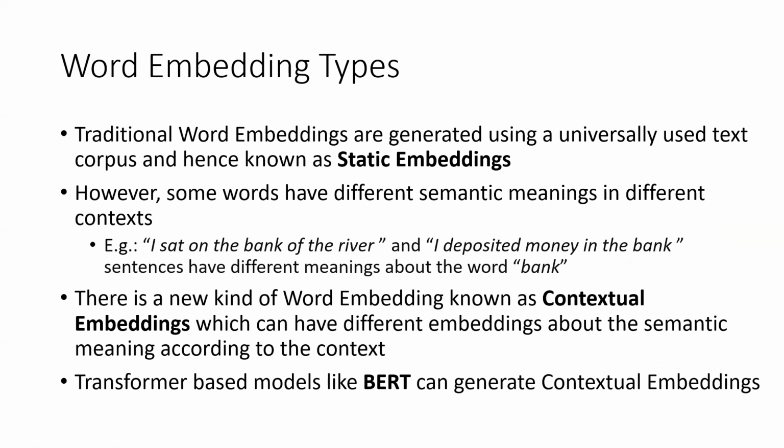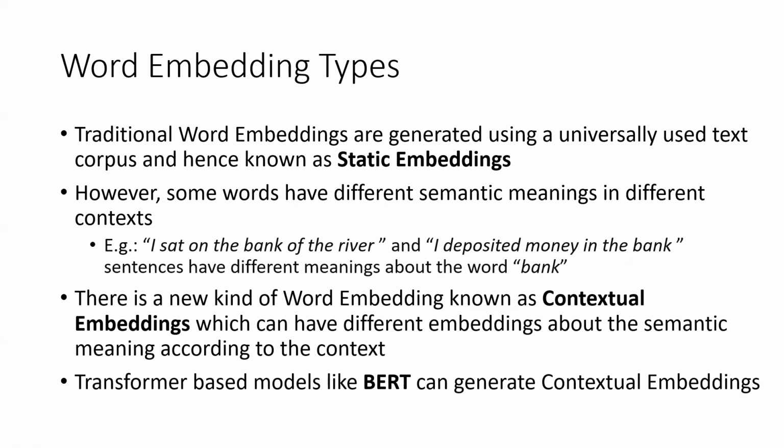So we have discussed the transformer model. There are subtypes that were developed later using the encoder only and encoder-decoder architectures. And using the new form of transformer-based models, people were able to generate another type of word embedding known as contextual embedding.